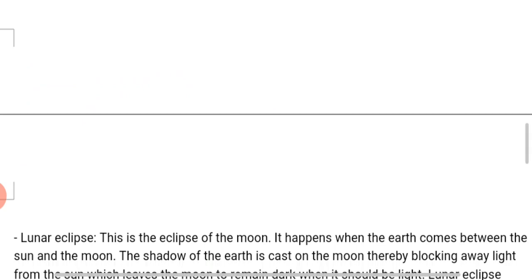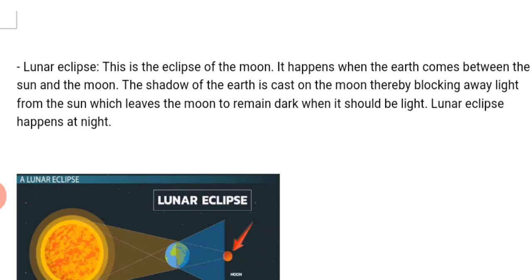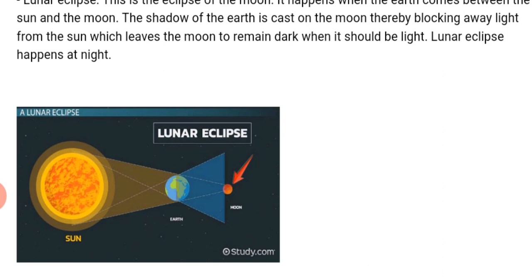The second one, which is lunar eclipse. This type of eclipse is also known as what? Eclipse of the moon. And this happens when the earth, the planet earth, comes between the sun and the moon. Thereby, the shadow of the earth is cast on the moon and blocking away light from the sun, which leaves the moon to remain dark when it should be light. And lunar eclipse is also known as what? As eclipse of the moon. And this one happens at night. This one happens at when?